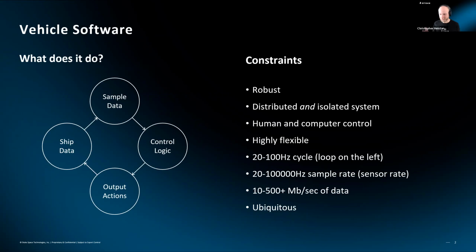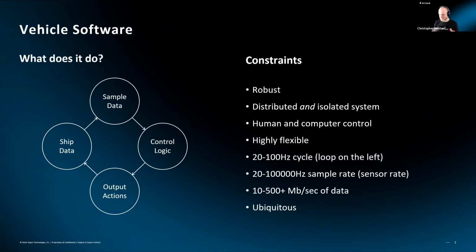So what does it do? What is vehicle software? To us, vehicle software is that loop on the left. You basically need to sample data, control based on that sample, output based on the control, and then ship telemetry. And so this is a very simple input, process, output loop. But that is, at the end of the day, what we have consolidated vehicle software to mean. And that's the same on the flight software. That's the same on the ground software. You have one loop to control them all.